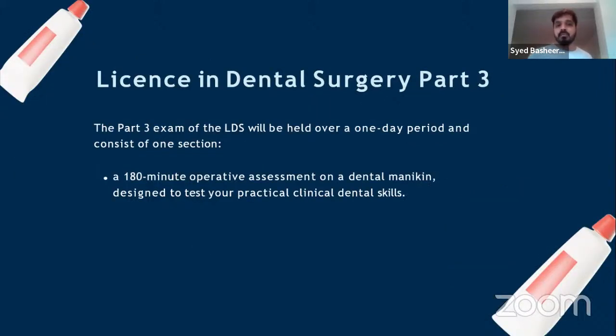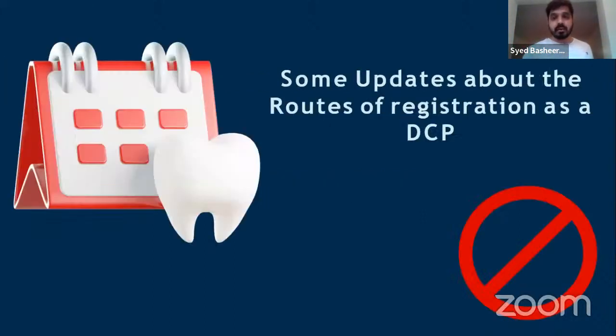The Part 3 exam of the LDS will be held over a 1-day period and consists of one section, a 180-minute operative assessment on a dental mannequin. Again, it is the same clinical work I mentioned for the ORE, like cavity preparations, access openings, and crown preparations. This exam costs around £1,525 to get a slot.